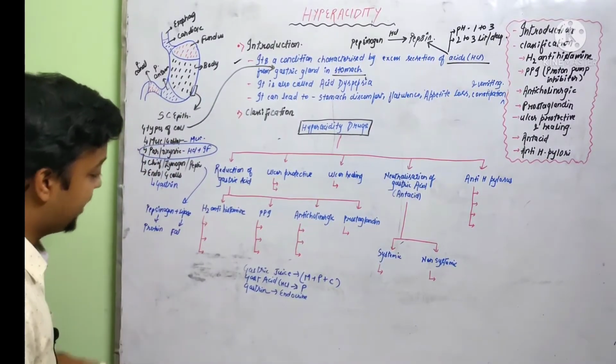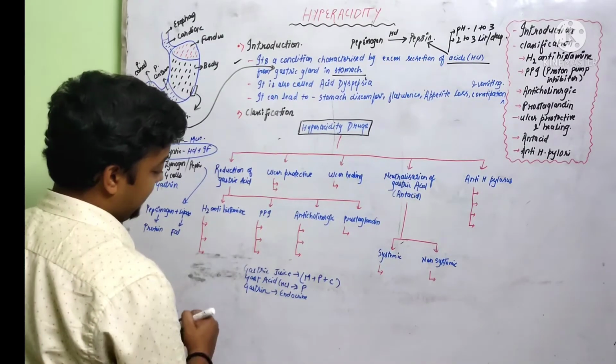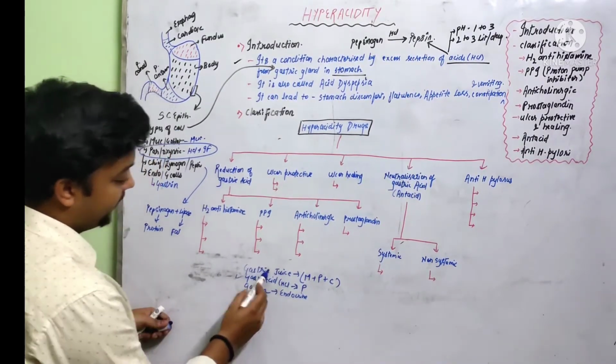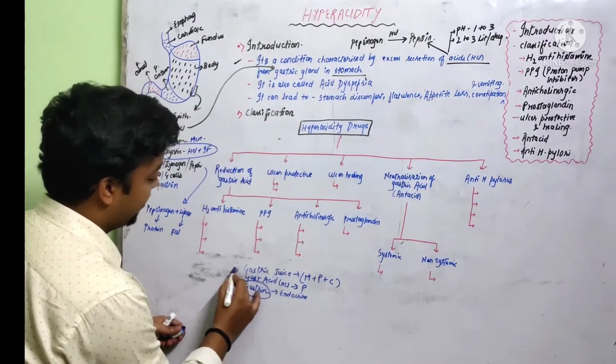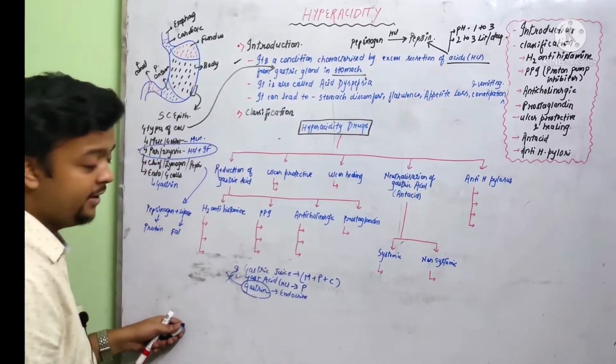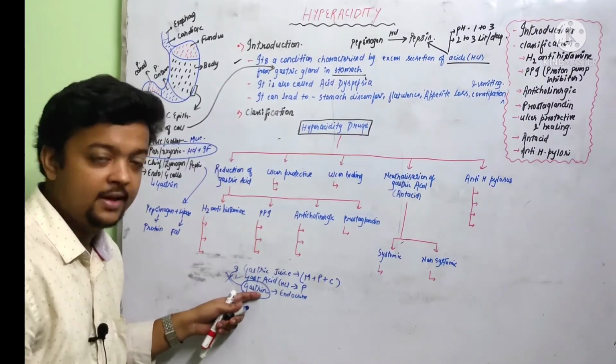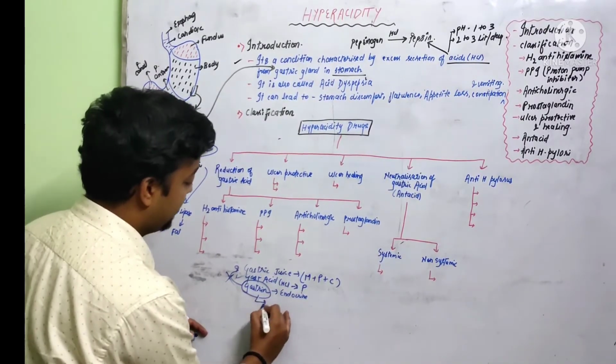So guys, actually this gastric acid is a part of the gastric juice, but the gastrin, that is the hormone, is not a part of the gastric juice. Why? Because guys, this is a hormone. It is released directly into the bloodstream.